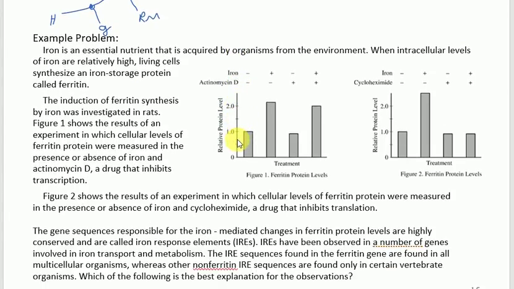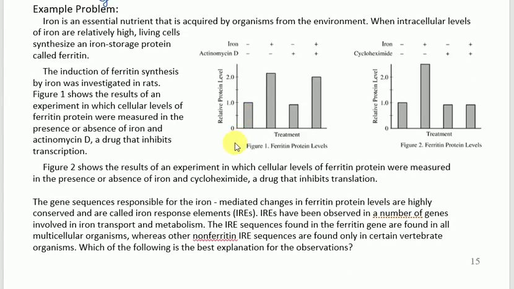Okay, so let's look at an example AP problem. Iron is an essential nutrient that's acquired by organisms from the environment. When the cellular levels are relatively high, the living cells synthesize an iron storage protein called ferritin. The induction of ferritin synthesis by iron was investigated in rats, and this is the results of that.